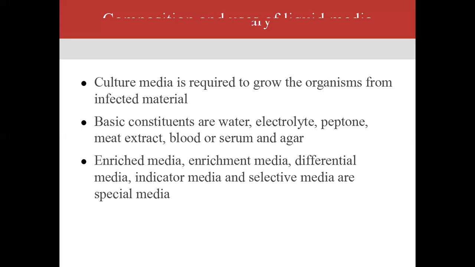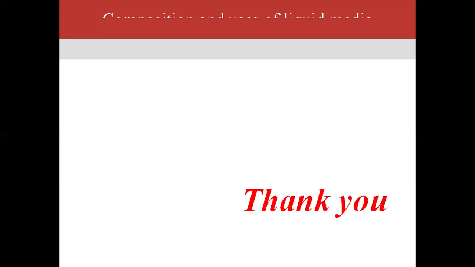This is the end of the session. What is the summary? Culture media is required to grow organisms from the infected material, that is from a clinical sample. What are the basic constituents of culture media? Water, electrolytes, peptone, meat extract, blood, serum, and agar. These are the different types of special media, such as enriched media, enrichment media, differential media, indicator media, and selective media. These are some of the special media. Thank you.